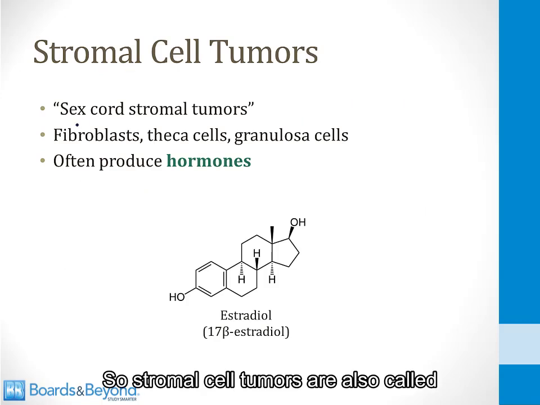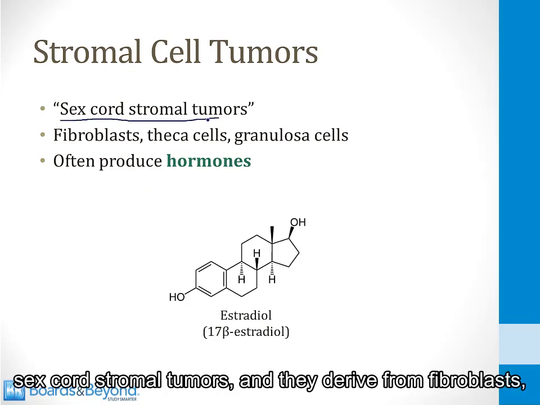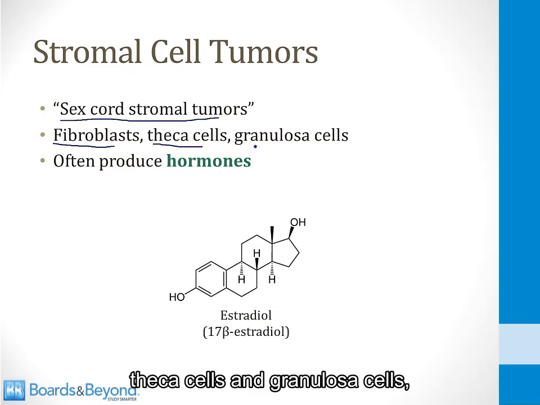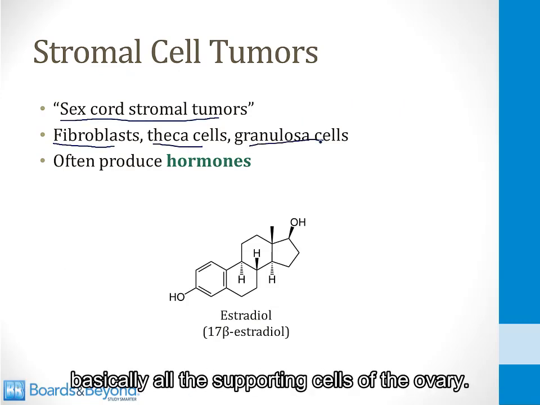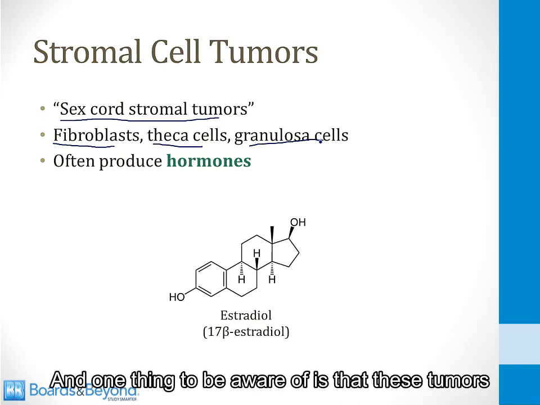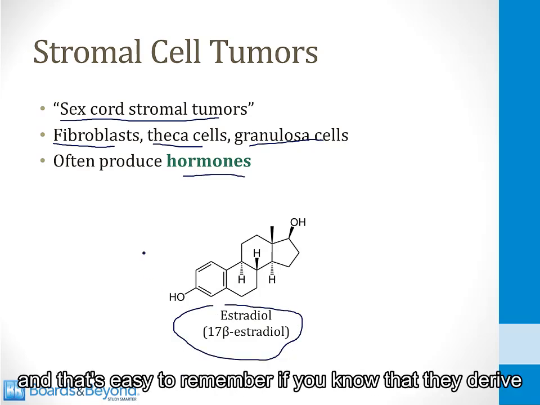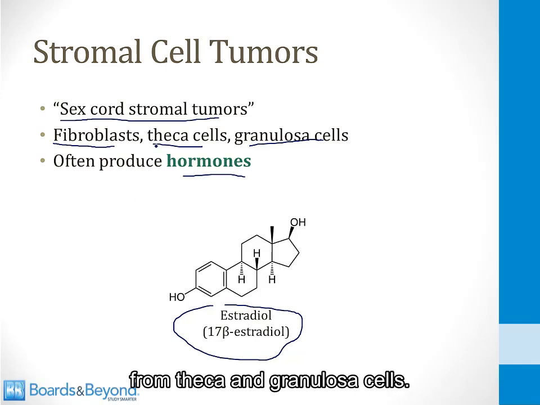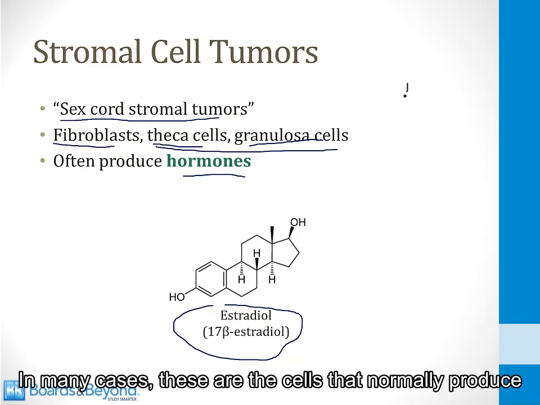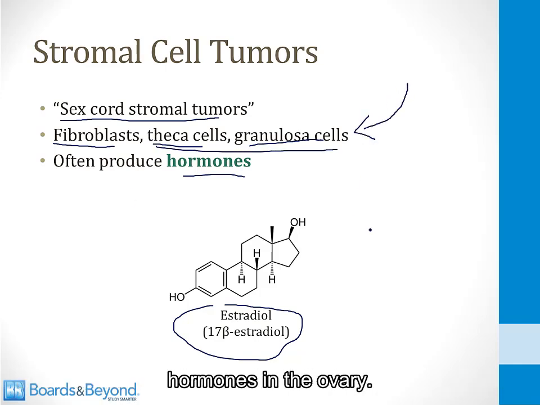So stromal cell tumors are also called sex cord stromal tumors, and they derive from fibroblasts, theca cells, and granulosa cells, basically all the supporting cells of the ovary. And one thing to be aware of is that these tumors often produce hormones like estradiol, which is an estrogen, and that's easy to remember if you know that they derive from theca and granulosa cells in many cases. These are the cells that normally produce hormones in the ovary.